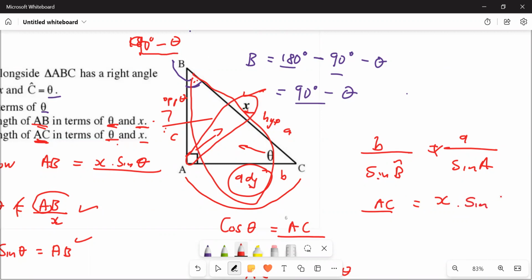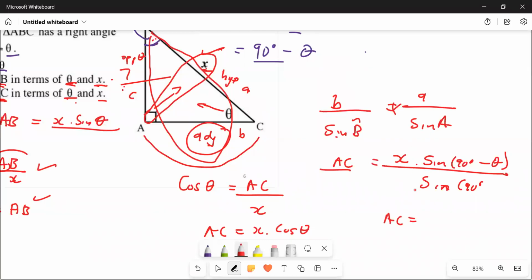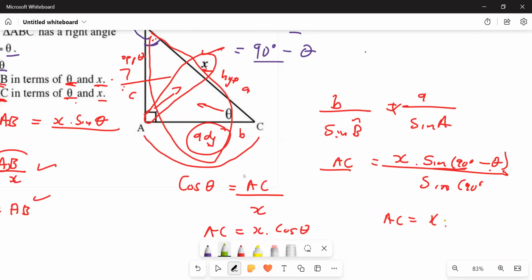So this is going to be the sine of 90 degrees minus theta, all over the sine of A. What is A? It's 90 degrees. AC is going to be given as x multiplied by the sine of 90 degrees minus theta. The 90 can reduce, but not only does it reduce, it changes. It's going to be the cos of theta. The sine of 90 gives you 1, so this and this are exactly identical.